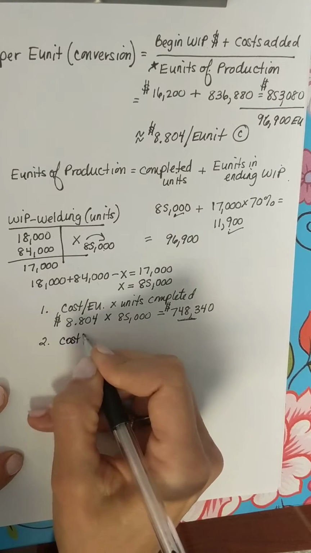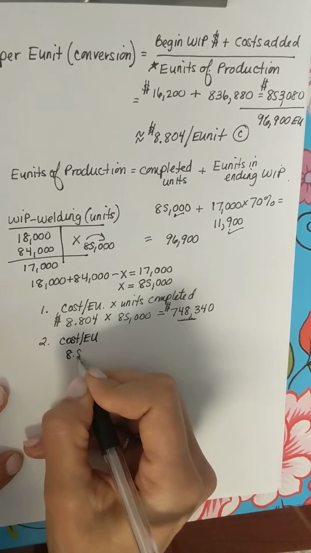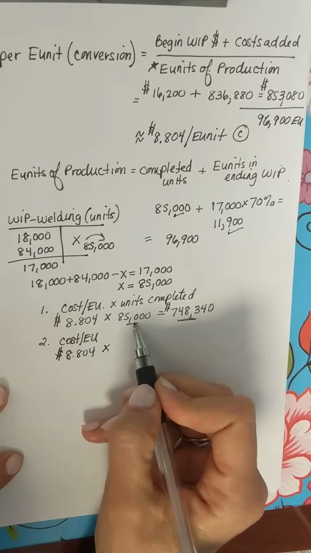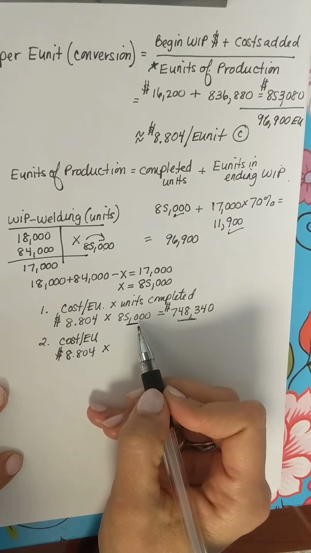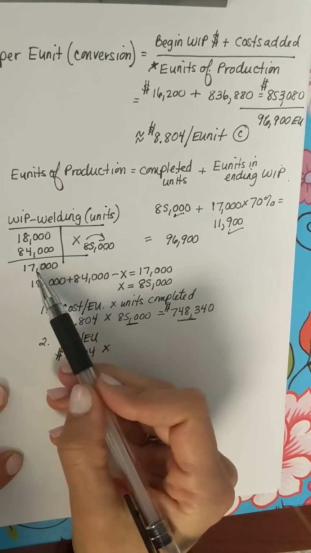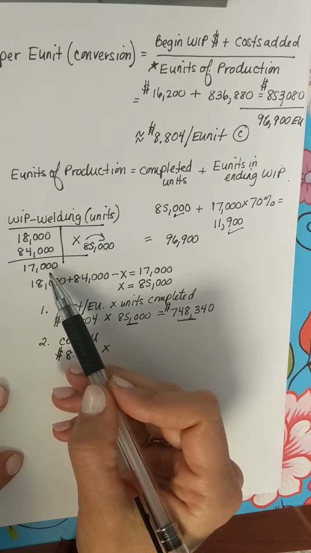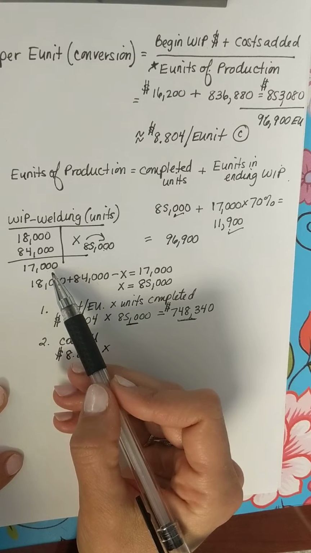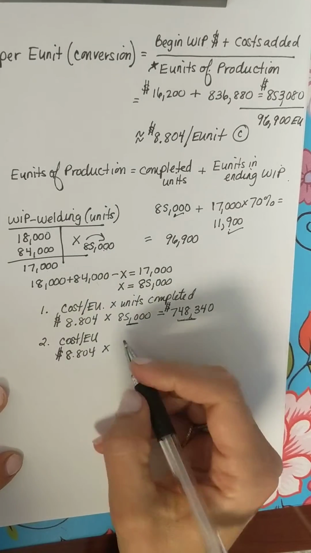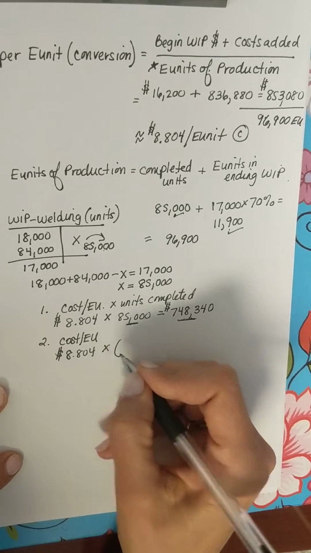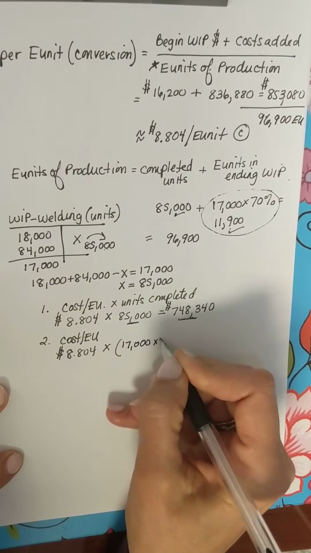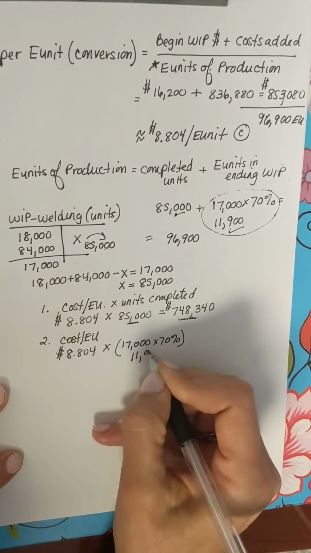So for ending WIP, I'm going to use that same cost per equivalent unit, 8.804, times my equivalent units. Now these 85,000 are equivalent units completed, right? Because I completed these, they are 100% complete. I'm not going to spread this over 17,000 units because they're not finished with respect to conversion costs. Any cost sitting in work in process, I didn't incur enough cost to finish these. So they're only 70% complete.